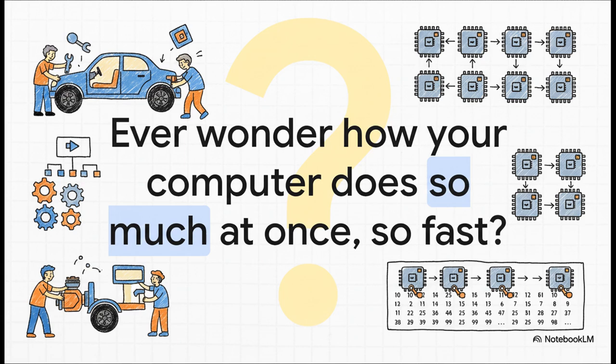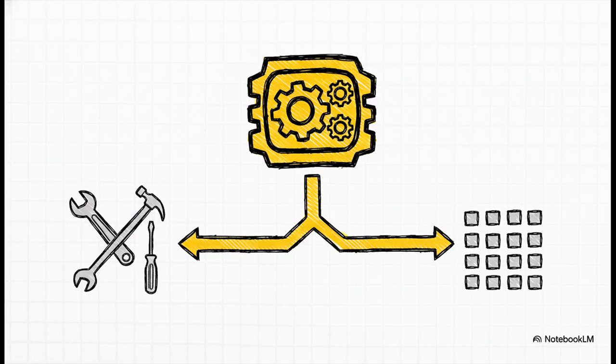Seriously, think about it. How does one machine juggle so many different things at the exact same time? It feels impossible, right? But the secret isn't magic, not at all. It's a fundamental concept in computing called parallelism. And that's really the heart of what we're talking about today. Parallelism is the engine that makes modern computing go. But, and this is the important part, it comes in two very different flavors. And once you understand the difference between them, you are going to start seeing it everywhere.